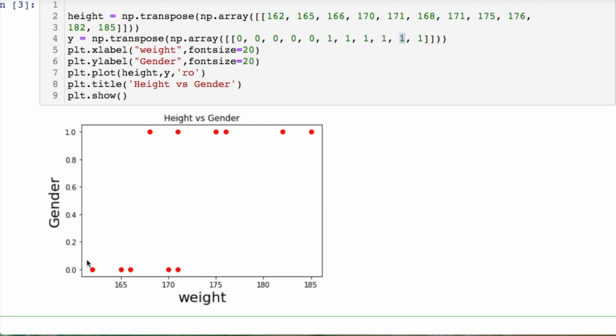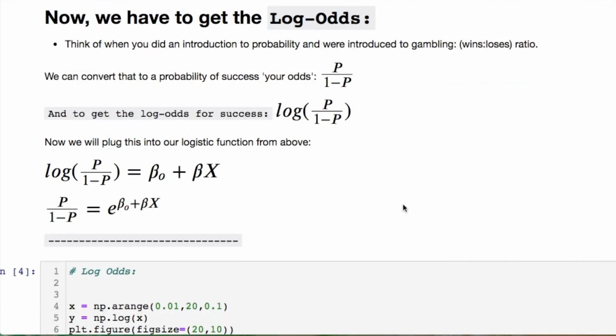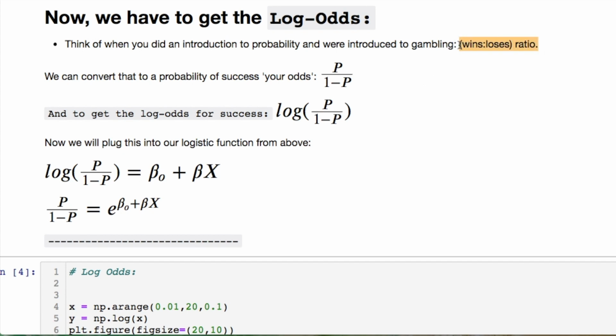And basically we would like to try to find some kind of function that would come in here and work best to describe our data. But in order to do that, we need to find the parameters. So we start by finding what's called the log odds. Think of when you were doing your intro to statistics, you would have seen something with gambling with your win-loss ratio. And that's what's going on here. And we need to convert that into a log odds. The log odds is good for a lot of reasons. When you're manipulating logs, it's always more convenient to work with addition operations than multiplications.